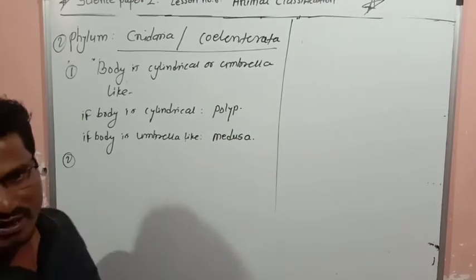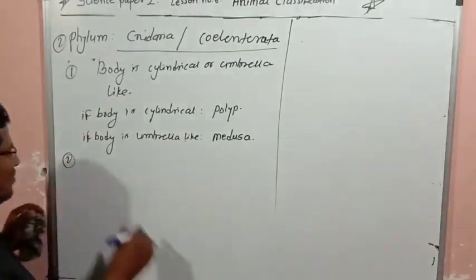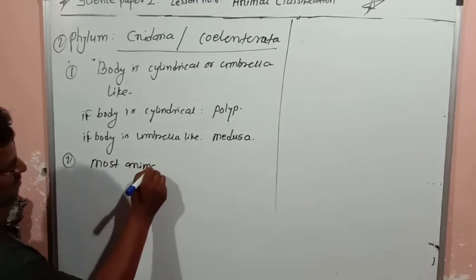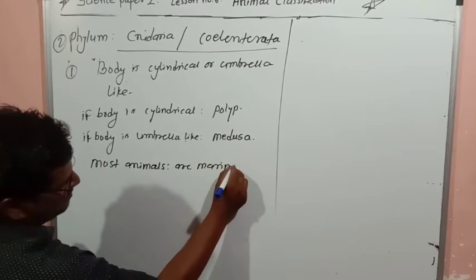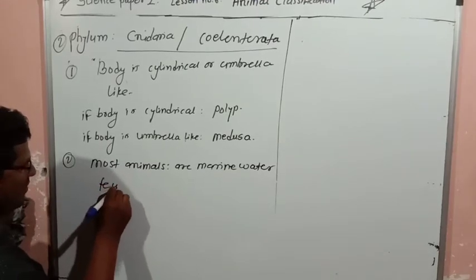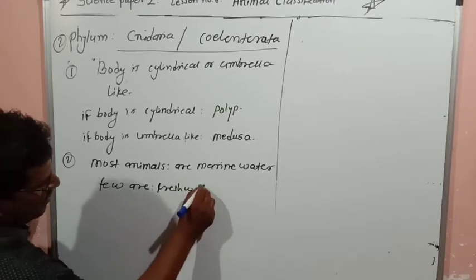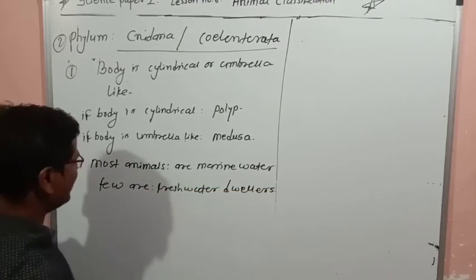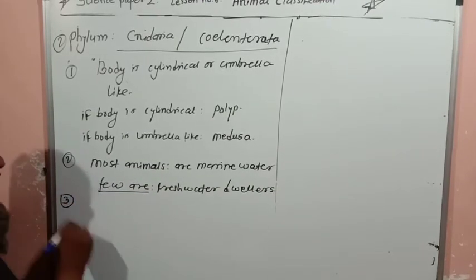The second characteristic is that most of the animals are marine water animals and a few are freshwater dwellers. That means few are found in fresh water.